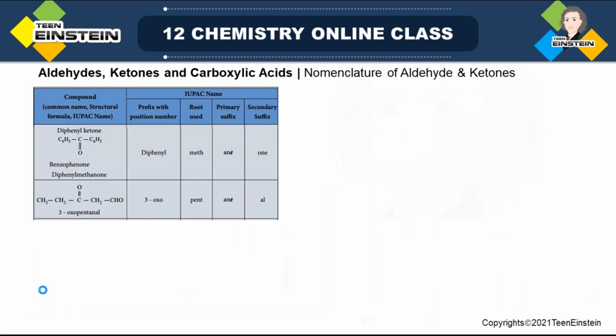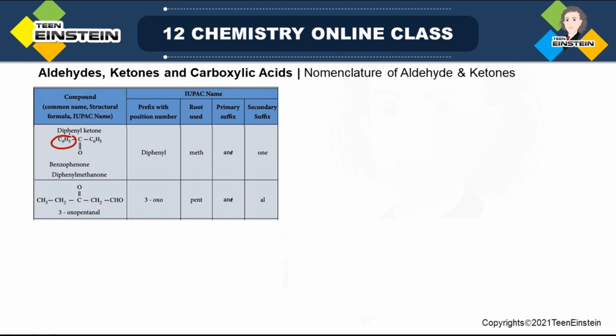Now some more examples we will see, and here you will see individual columns for the prefix, then the root word that is used, and if there are 2 types of suffix present, because primary suffix is basically the parent chain. That is, if you consider the corresponding parent alkane, that is ANE, that is the primary suffix, and secondary suffix is the actual functional group. So look at the first example.